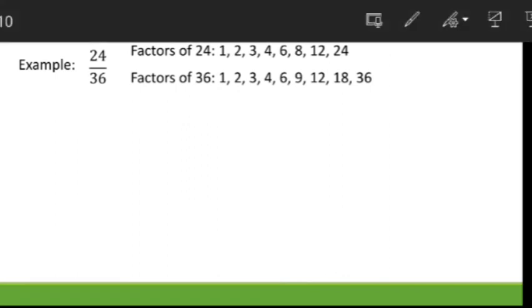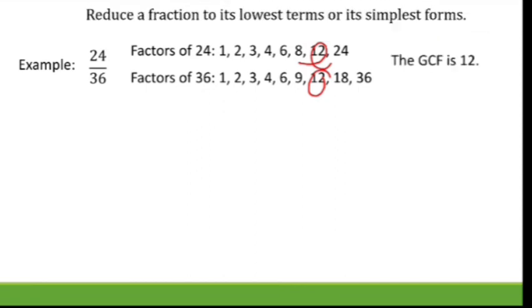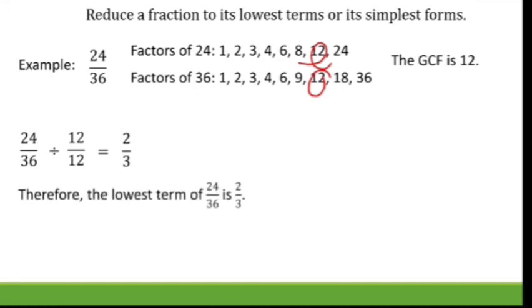So, ngayon, tanong ko, ano yung common factor nila? Yung common and biggest factor? Siyempre, yung 12. So, therefore, the GCF is 12. So, kung nakuha na natin GCF, divide na natin both sides by 12, yung numerator and denominator. So, 24 divided by 12 is equal to 2. Then, 36 divided by 12 is equal to 3. Therefore, the lowest term of 24 over 36 is 2/3 or 2 over 3.